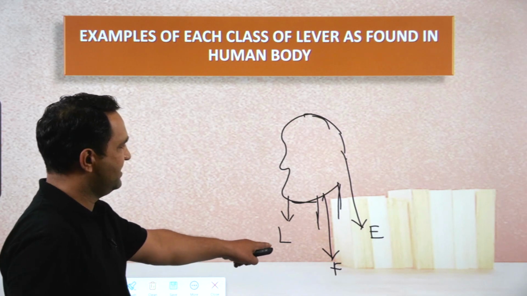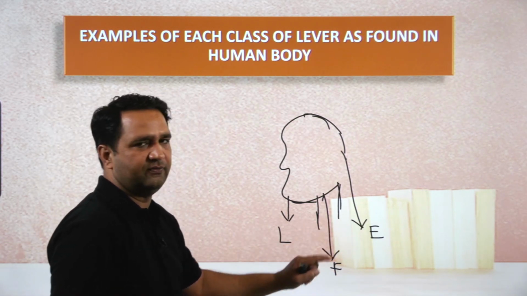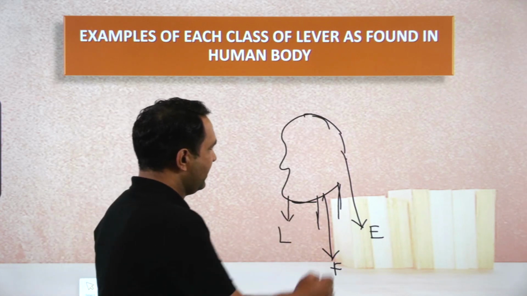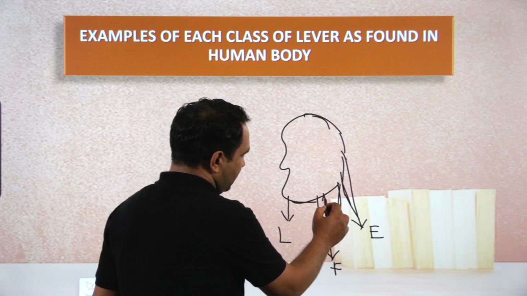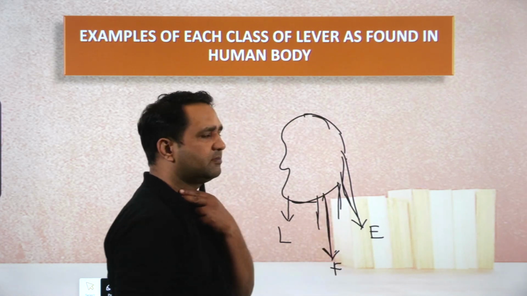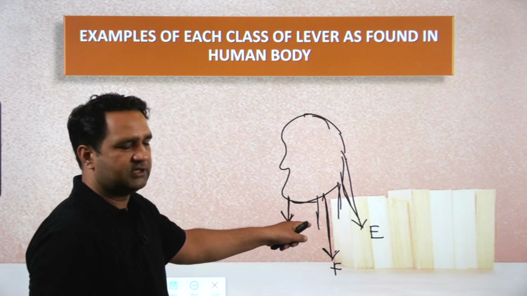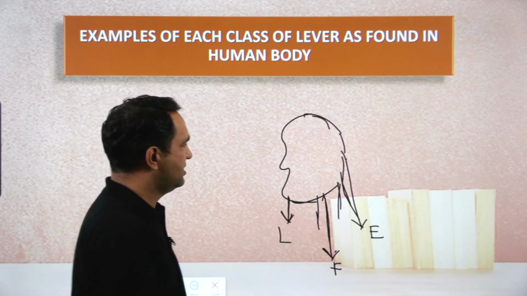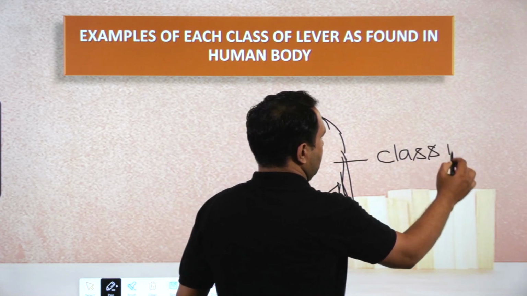So which condition is this? Fulcrum is between load and effort. When we are nodding our head, then effort is applied from here at this point. The fulcrum or fixed point is in between, and this is the load. So which class lever is this? This is class 1 lever.